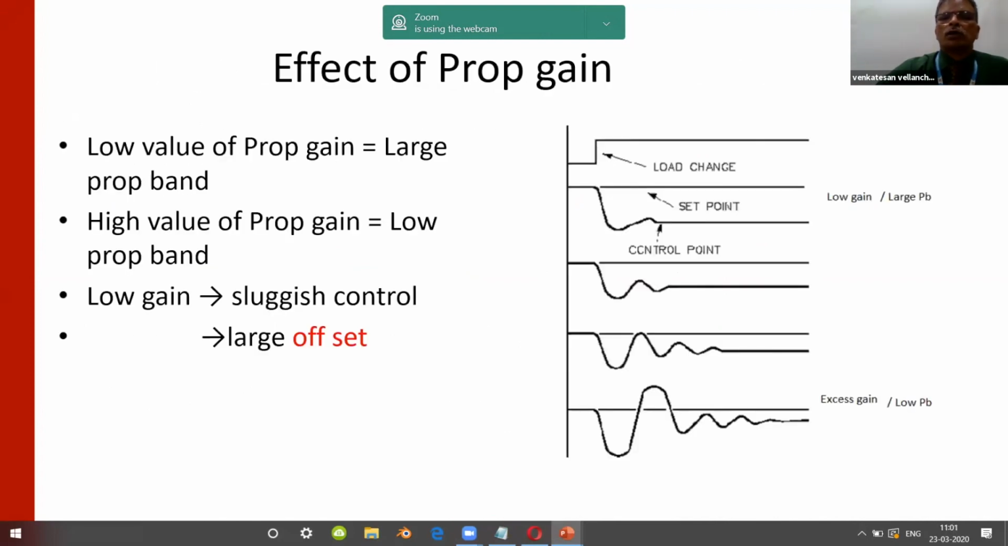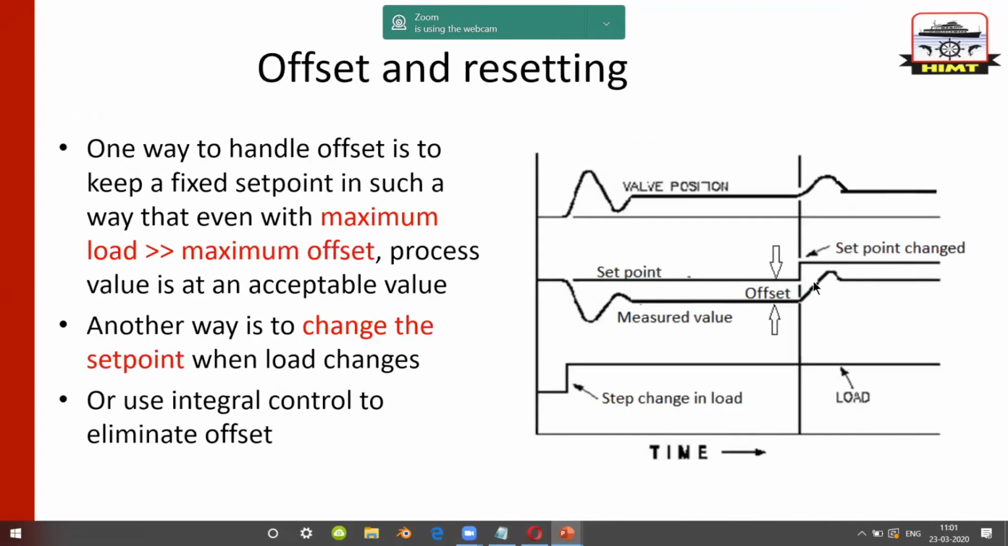So why is it called reset control? If I change the set point, then I'm able to bring the value where I want. This is called resetting. I'm changing the set point to another value, and I brought the water level where I wanted. But this is without integral control. Integral control will allow you to do this without changing the set point. So even with the same set point, you will be able to achieve what you want. That is the reason. It is similar to resetting, changing the set point. But the correct term is integral control.